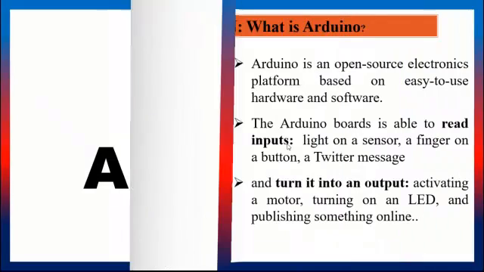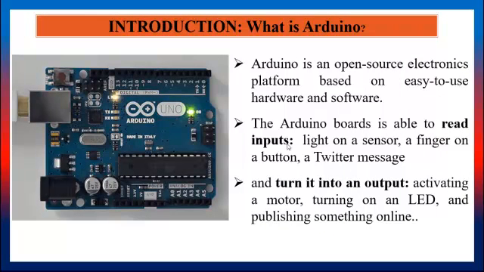Arduino is an open source electronic platform based on easy to use hardware and software. The Arduino board is able to read inputs, for example, inputs from a light sensor, which we call the light dependent resistor or the photocell, and then execute a command based on that. Also, the Arduino can accept inputs from a motion sensor. When motion is detected, it sends an output. And we can also program the outputs to perform certain functions.